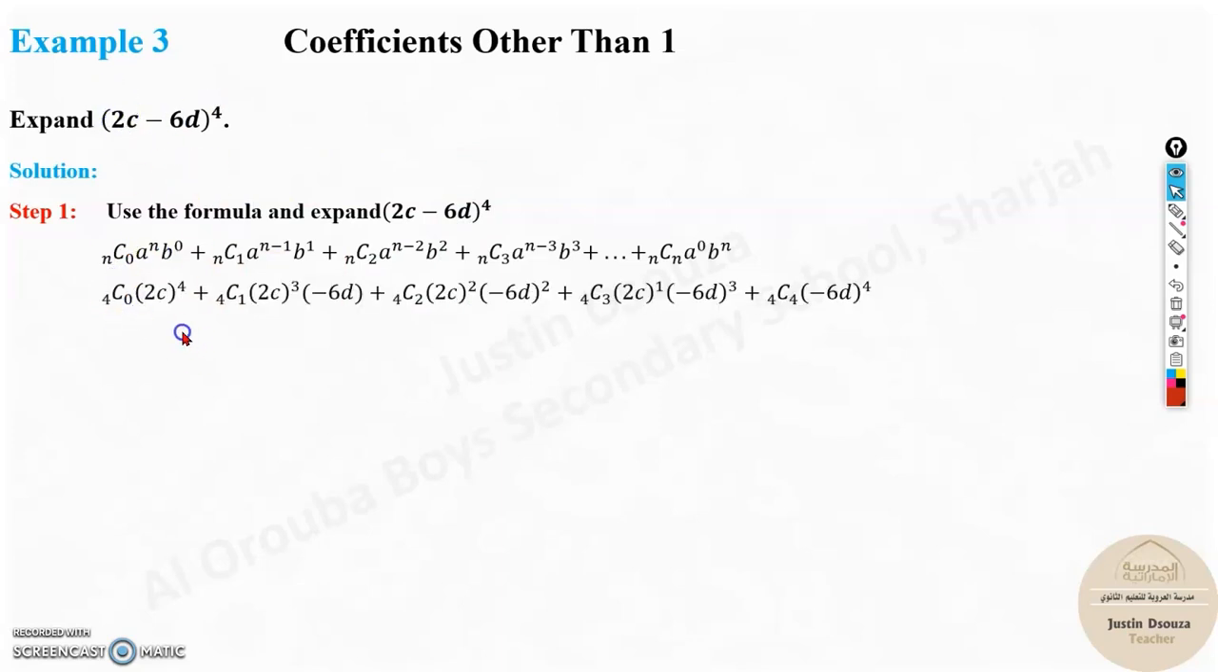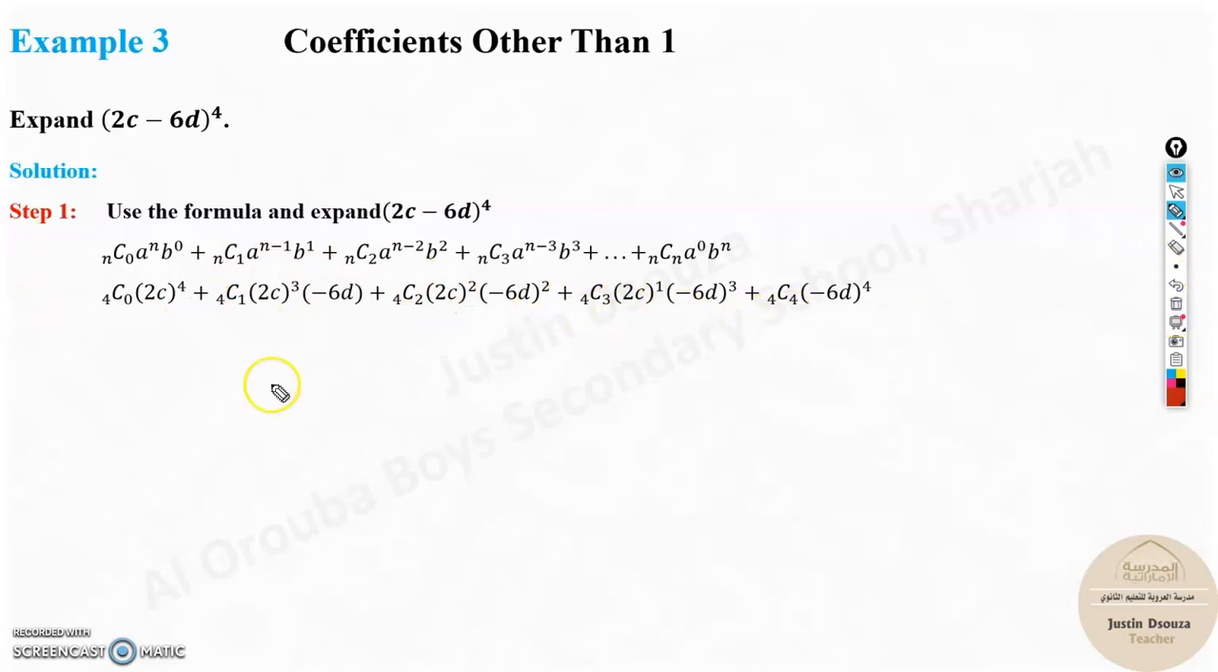4c0. What is the first term? 2c the whole power 4. Then 4c1, 2c whole power 3. But this will be added now. Remember over here, the second term is this entire term. This is an important thing. Whenever it's minus, we need to mention it. If it's plus, we don't mention it, right? But now look, it's minus, so write minus 6d. See, the power of the first term reduces 4, 3, next will be 2, 1, 0.